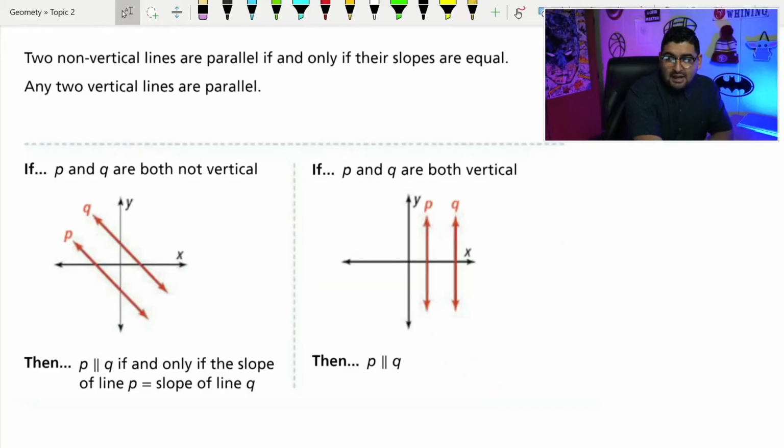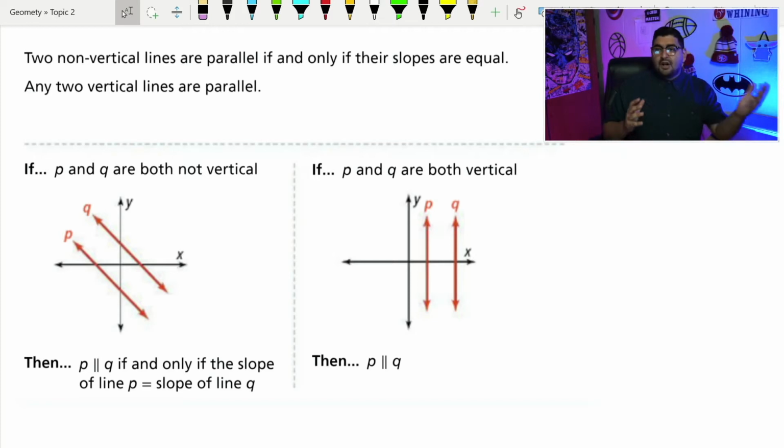And you might remember from algebra that parallel lines are lines that have the same slope. So let's go ahead and look at the formal definition in geometry of what parallel lines are. We have two non-vertical lines. We know that two non-vertical lines are parallel if and only if their slopes are equal, okay? And two vertical lines are parallel.